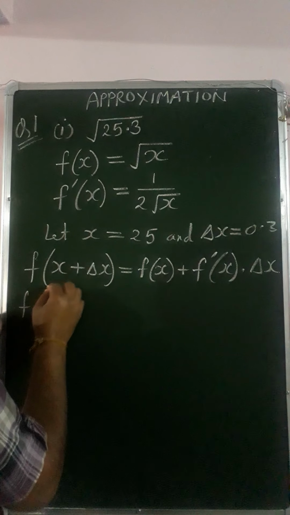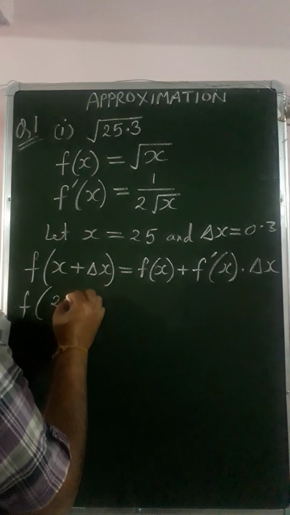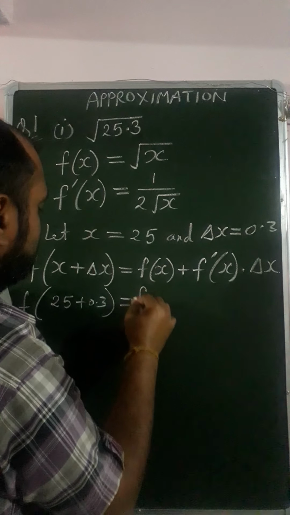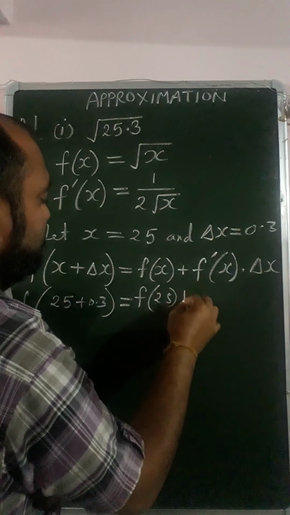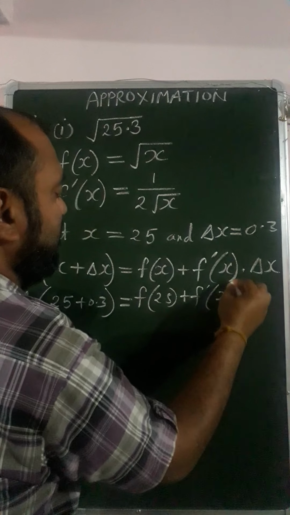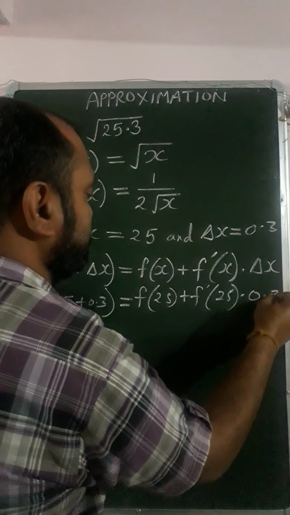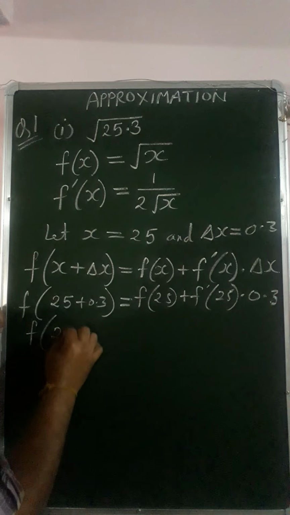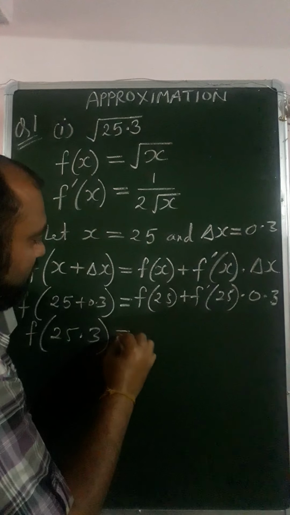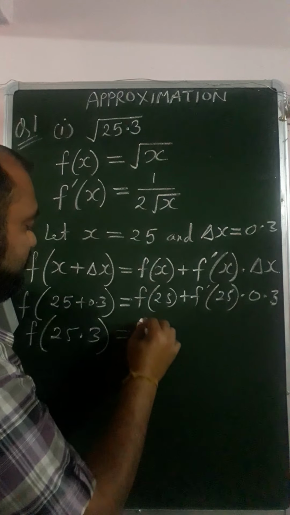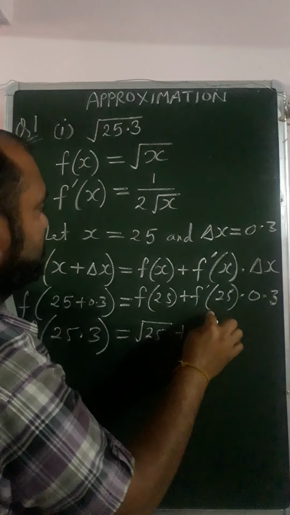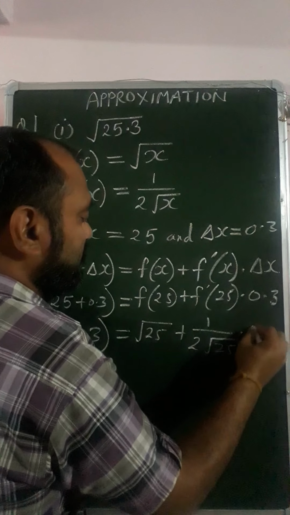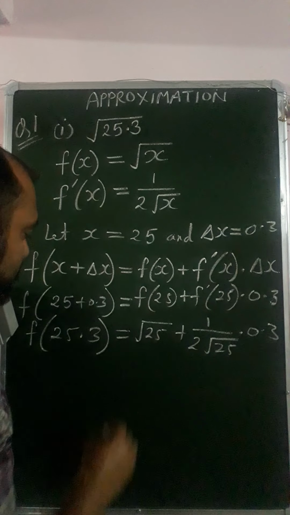So we have f of 25 plus 0.3. What is f of x? This is f of 25, this is f dash 25, and this is 0.3 here. Now this becomes f of 25.3 here. And what is f of 25? This is root 25. What is f dash 25? That is 1 upon 2 root 25 into 0.3.